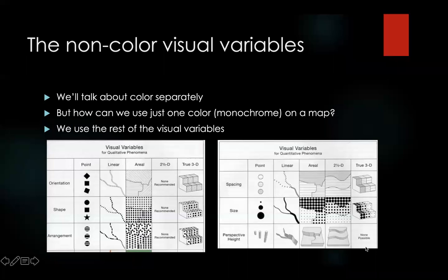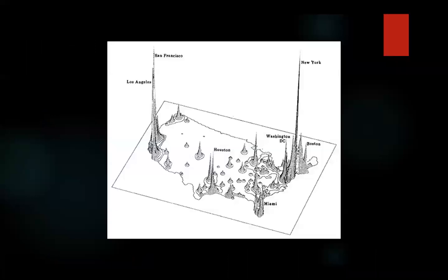Finally, perspective height isn't super common, but it makes for a pretty cool map. Here, this map shows the distribution of AIDS cases in the US in 1988. And you can easily see where there are kind of peaks in this data and where it's not very common.